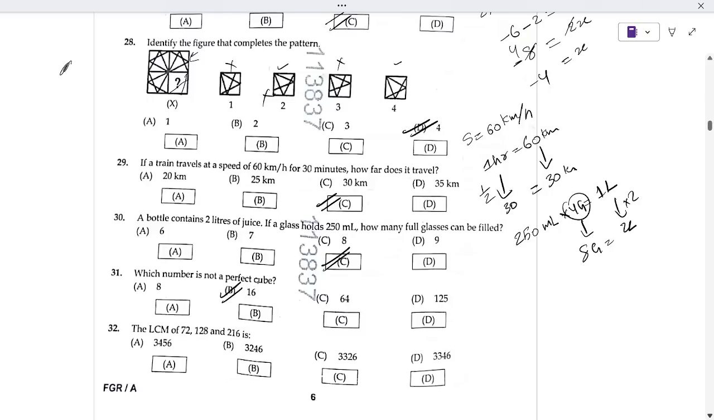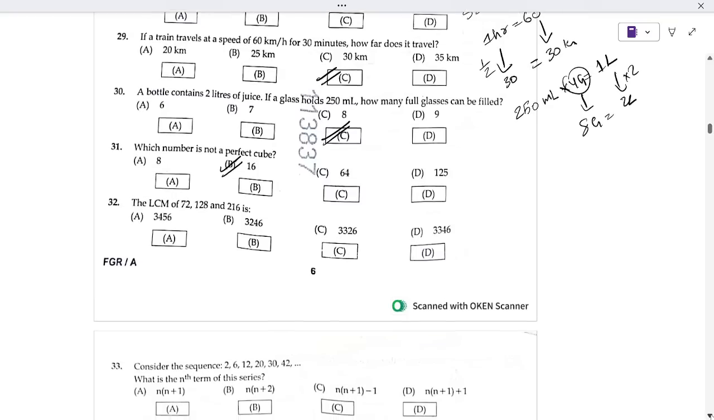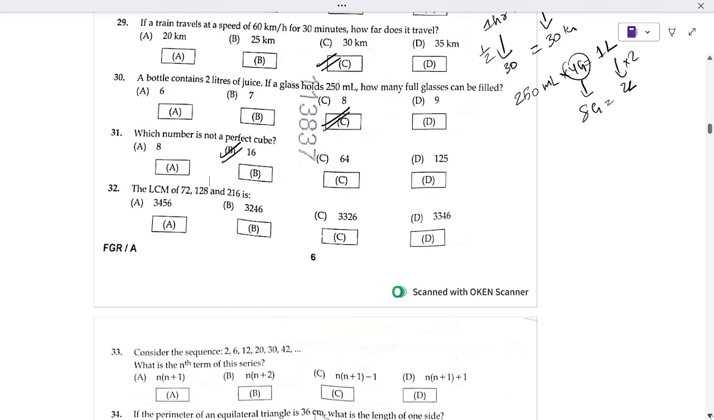LCM of 72, 128 and 216. So we need the lowest common multiple. So let us do with 2: for 72, 2 three times; 128, 2 seven times; 216, 2 three times. So we take the highest, 2 to the power 7. Next, 3: 72 has 3 two times, 216 has 3 three times.